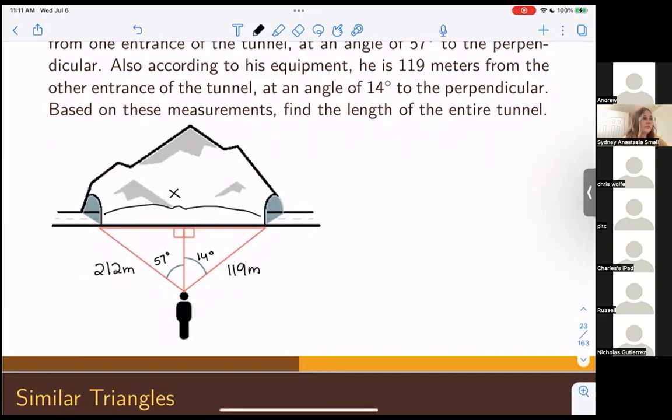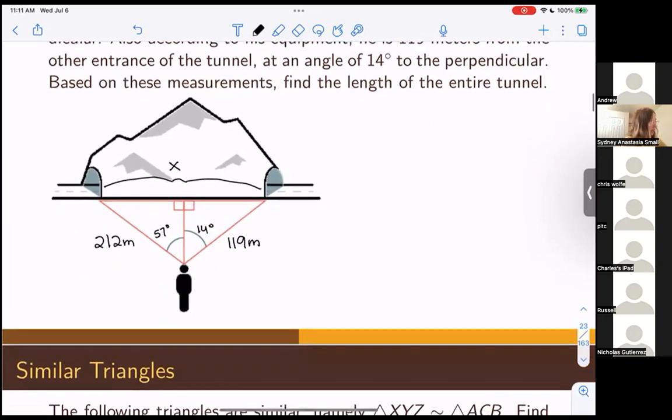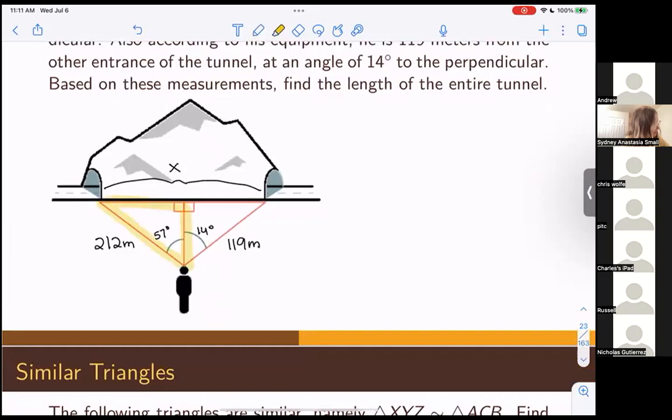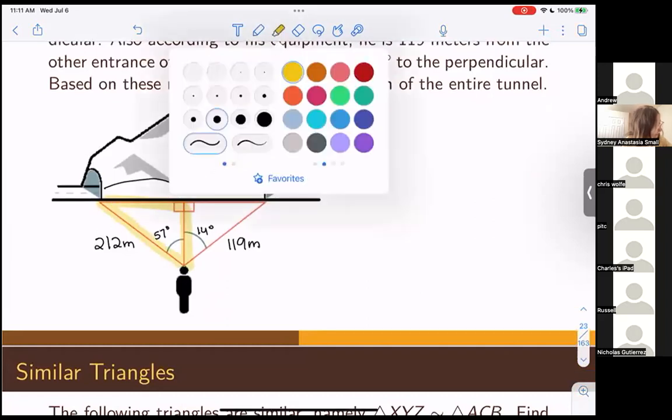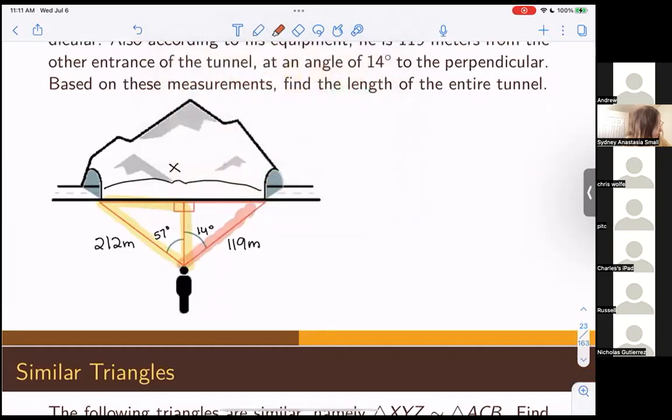Call this our x. In order to find x, we have two triangles. We have a triangle right here, and we have a triangle right here. So I argue that if we're able to solve for the length of this guy right here, let's call it A, and the length of this segment here, let's call it B, by treating those as two separate triangles, we'll be able to find the length of the entire tunnel by just adding A and B.